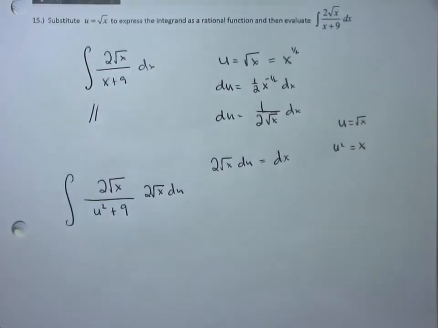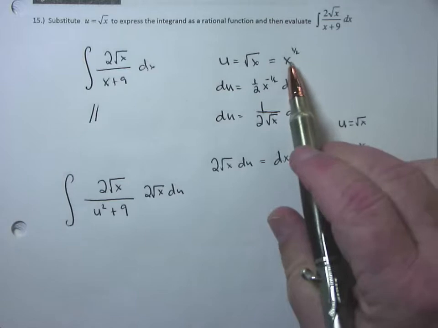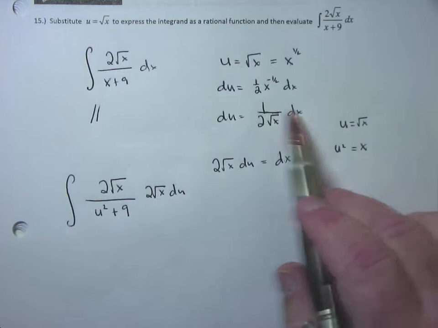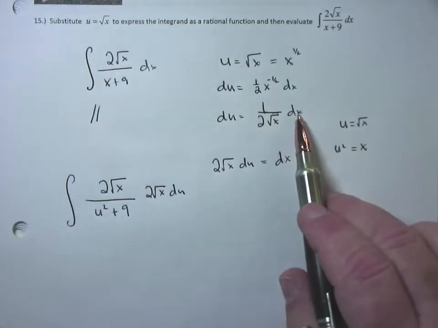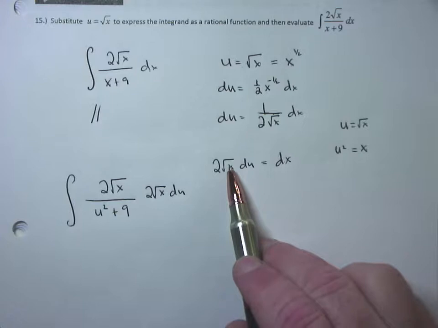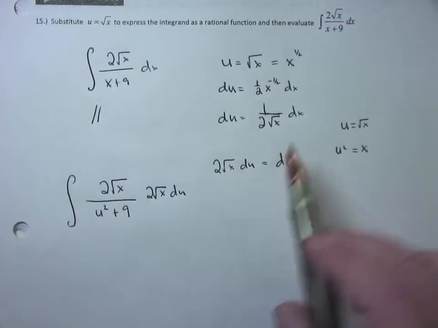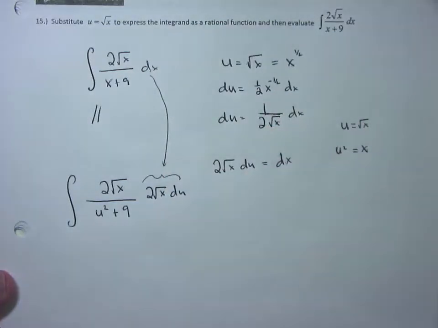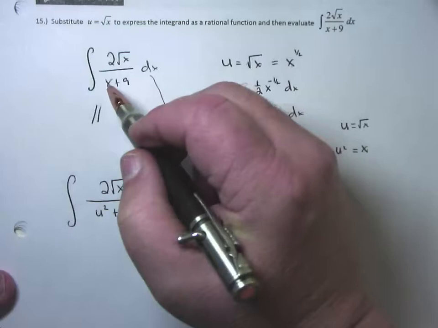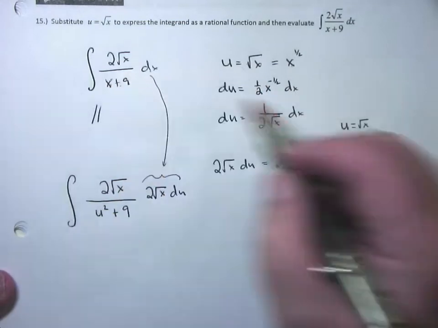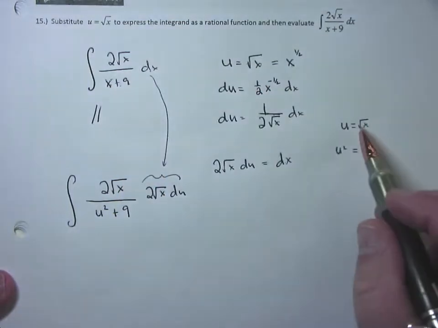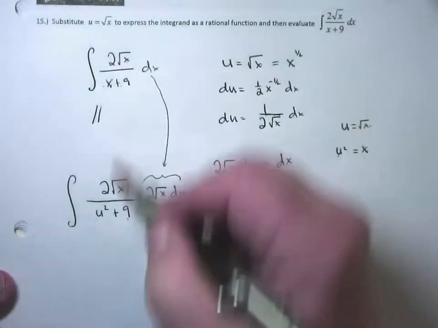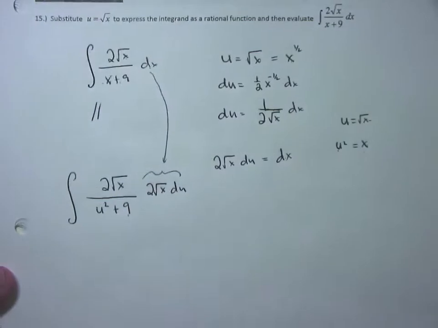I'm doing what they told me to do. They said let u equal square root of x, which is x to the 1/2. That means the du equals 1 over 2 square root of x dx. To substitute in for the dx, I just solve for dx. I multiply by 2 square root of x on both sides, so I get 2 square root of x du equal dx. So this dx gets replaced with this 2 square root of x du. This x minus 9, well, x is u squared if square root of x equals u. x equals u squared. So this is u squared plus 9. And that 2 square root of x never got substituted for. Not yet anyway. Because let's clean this up.